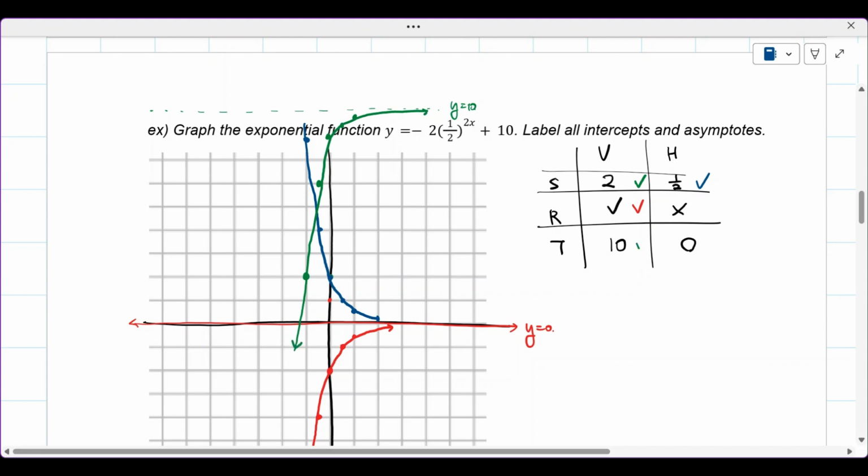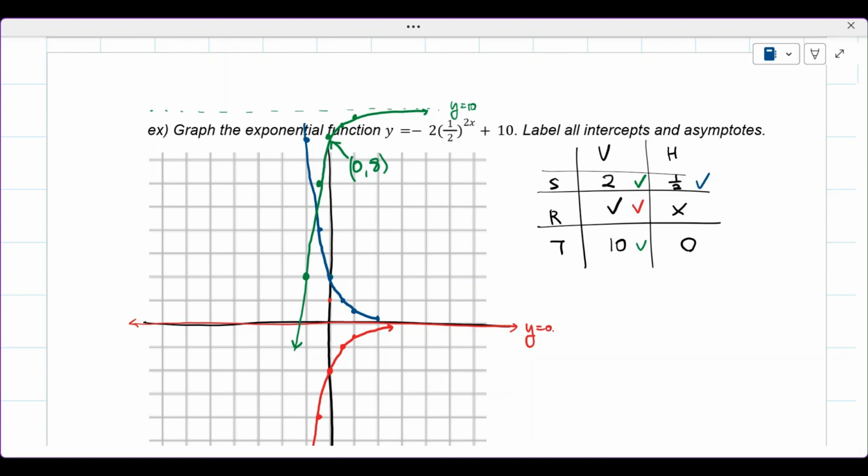Okay, keeping that in mind, the key points are negative 1, comma 2, negative 0.5, comma 6, 0, comma 8, and 0.5, comma 9, and 1, comma 9.5, and y equals 10 as my horizontal asymptote. And the intercept that was important was 0, comma 8, right? That was my vertical intercept, sorry, y-intercept. So I labeled the y-intercept as well as the horizontal asymptote.